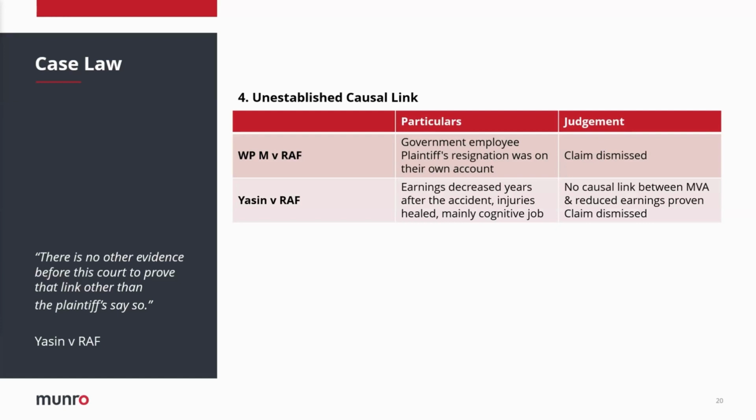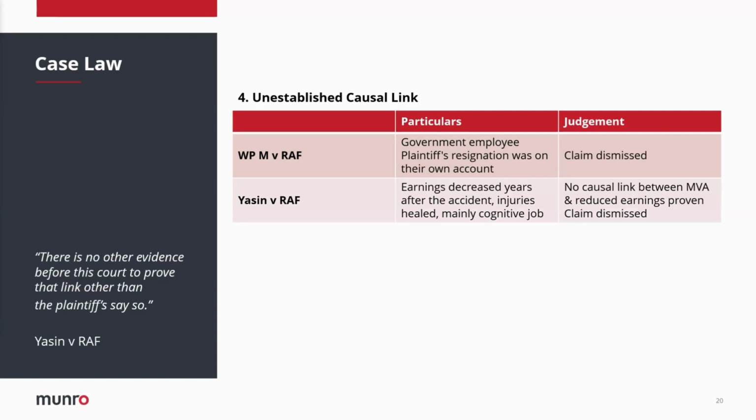In WPM versus RAF, a government employee resigned from their job. They said it was because of the injuries of the accident, but there was not enough of a causal link established. It was quite flimsy, and ultimately the court ruled that, I think it was a 5-year period that elapsed. They weren't placed on light duty. They were able to continue their work and then resigned. The court said you can't now suddenly claim it's the accident, and that claim was completely dismissed.